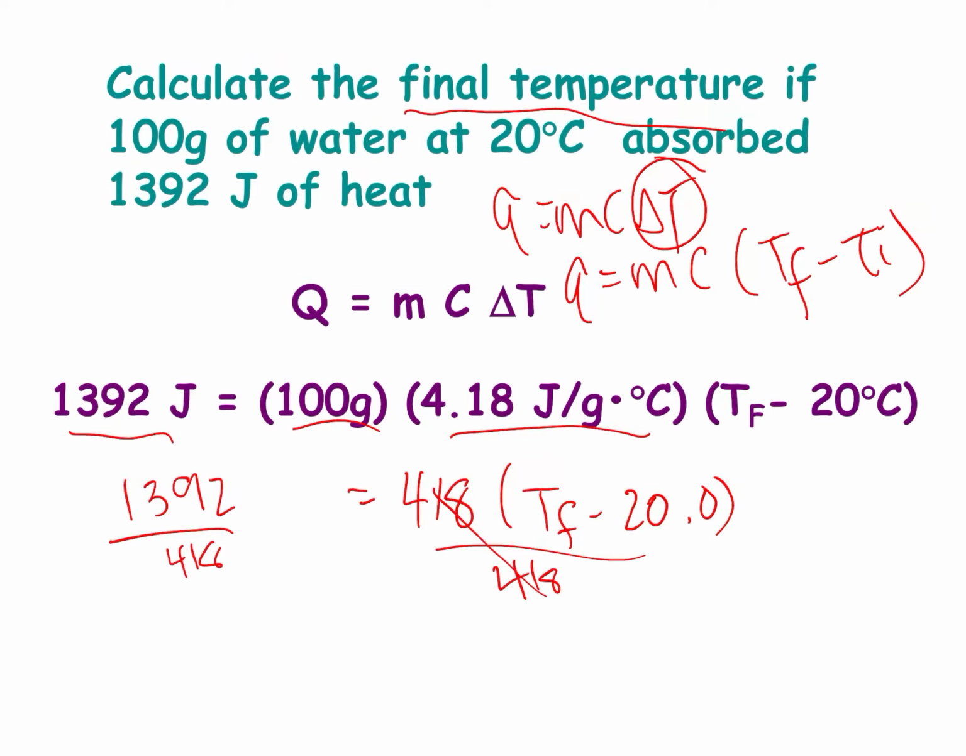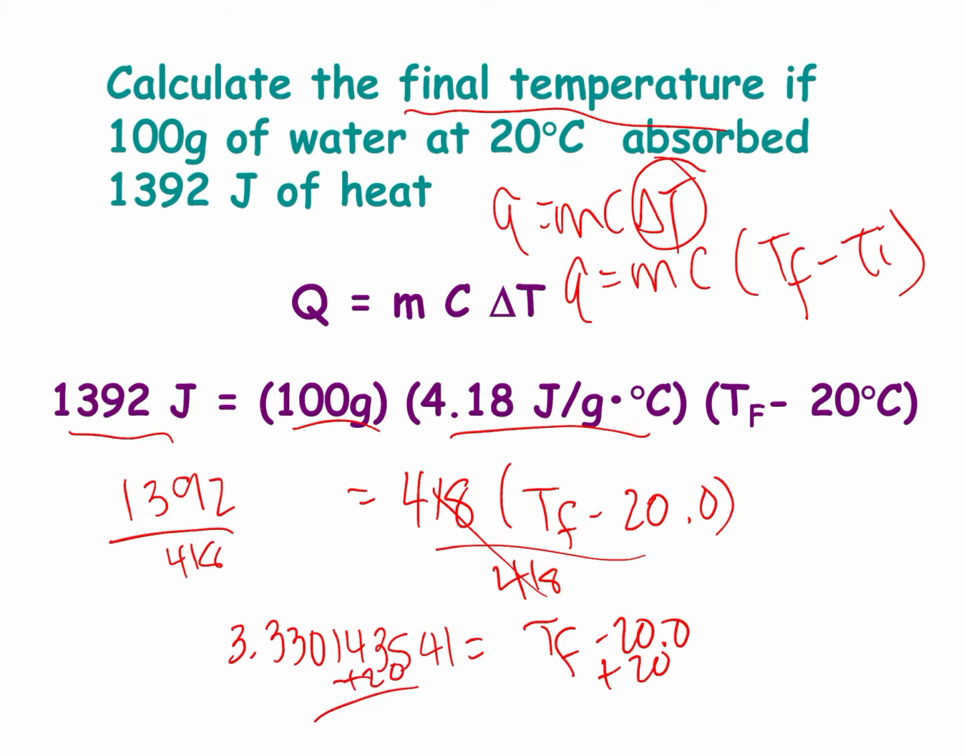So 1392 divided by 418 gives me 3.30 and a whole bunch of decimal places, which I don't need. TF minus 20. All right, how do I get TF by itself? I'm going to add 20 to both sides. And you get, now let's talk sig figs. We've got 4 here. Technically, this should have 4. Don't count that. And this should have 3. So let's go to 3 sig figs. 23.3, and that would be degrees Celsius.